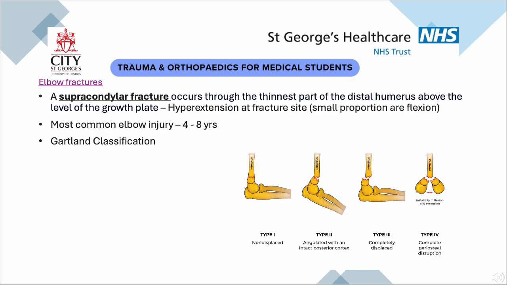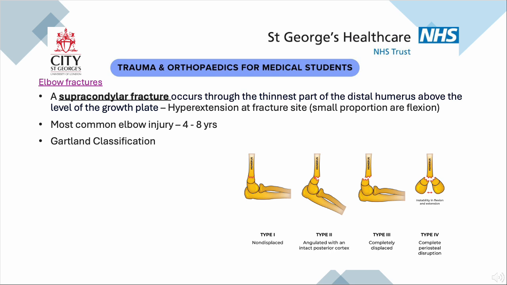So next is supracondylar fractures. These are very common in children around the age of 4 to 8 years old, and particularly common in the summer. And it's a fracture that occurs through the thinnest part of the distal humerus, just above the growth plate. 95% of these are hyperextension injuries, and we classify these using the Gartland classification.